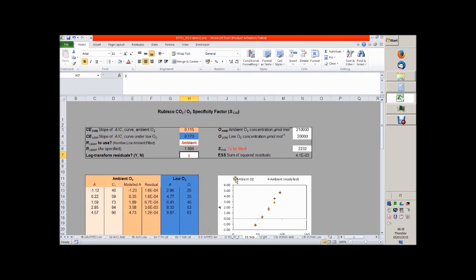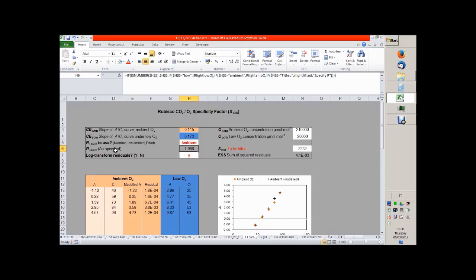Sheet 11 calculates the Rubisco CO2-O2 specificity factor SCO. This procedure is an upgrade of the original method presented by Yin. The data used here are the initial part of the ACI curves measured under ambient and low oxygen. Carboxylating efficiency measured under ambient oxygen, and carboxylating efficiency measured under low oxygen, derived in sheet 5A and 5B, are also used. This sheet allows to choose what respiration in the light to use. This can be a number or one of the values derived in sheet 2.